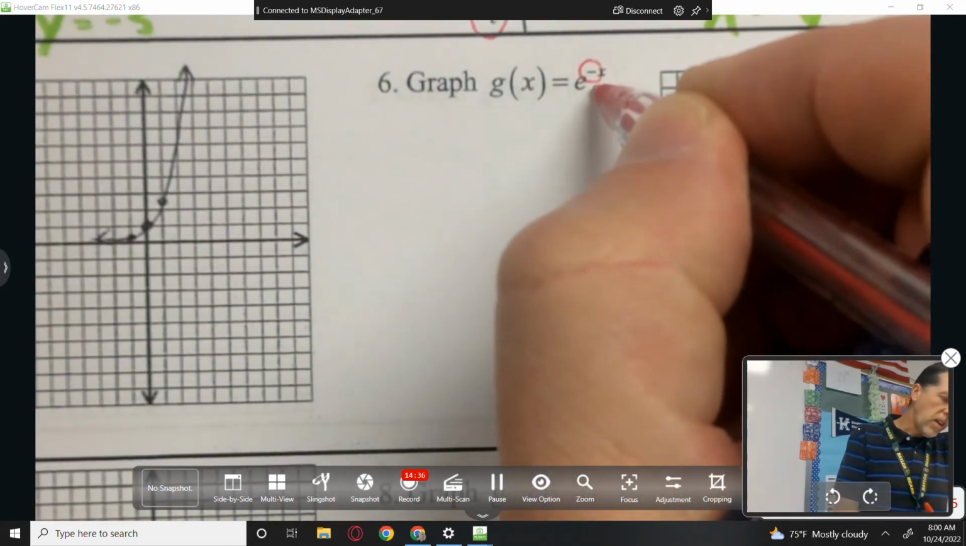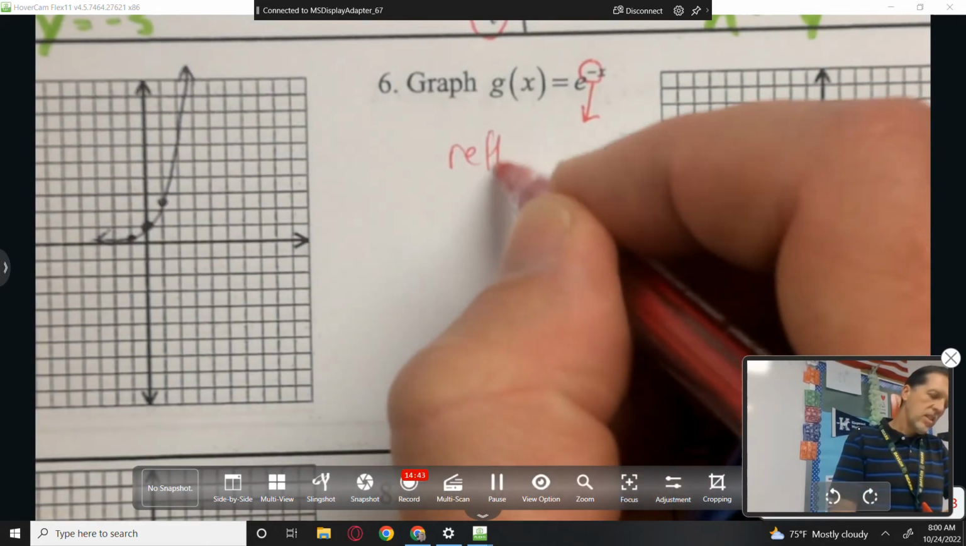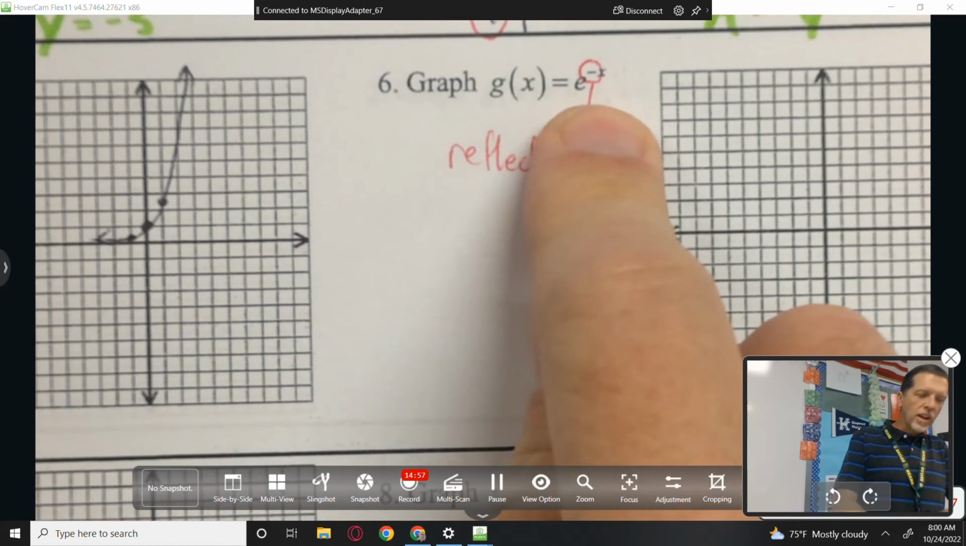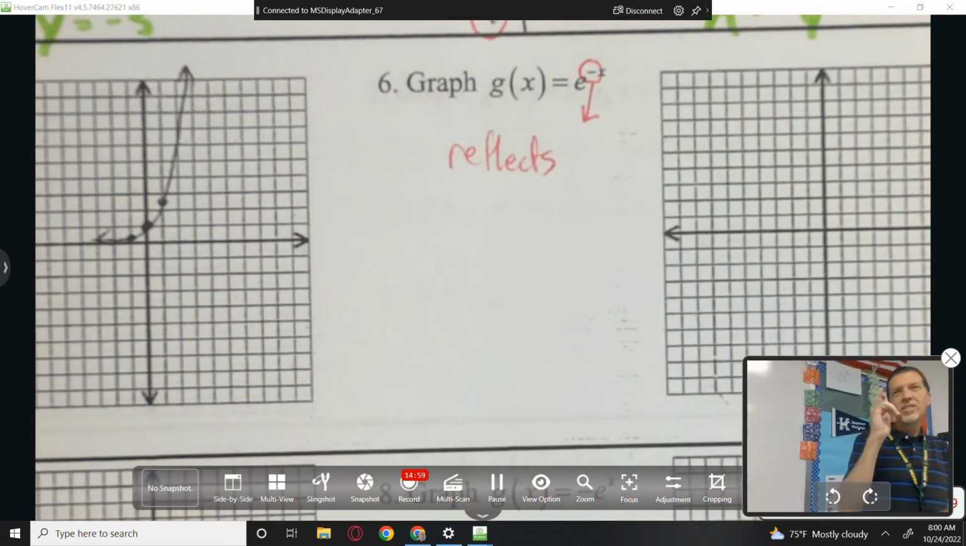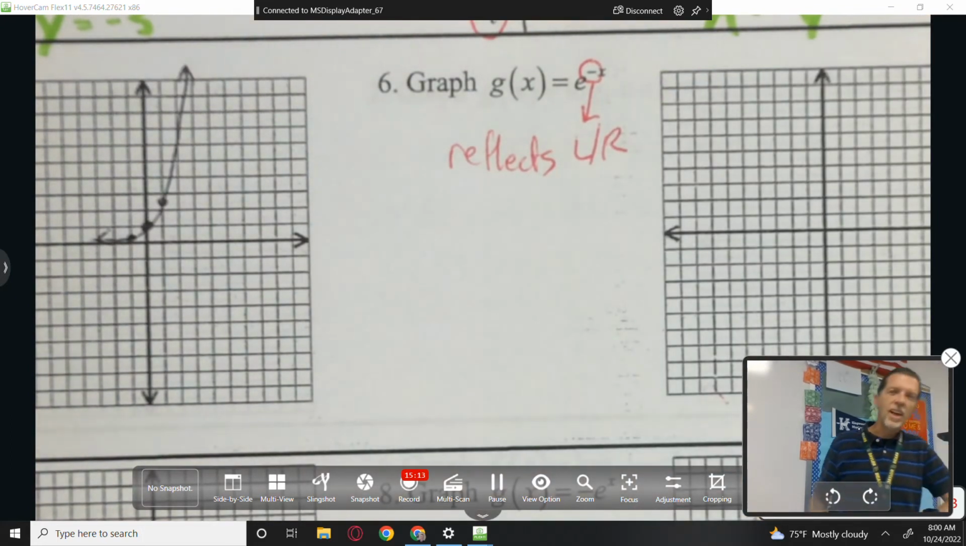All right, number 6, think parent functions. E to the -x. What does that do to the graph? Reflects. More detail. Careful, don't say over x, because that would mean an up and down. You reflect the x coordinate, so it's a left and right. So be careful about reflects over x. It actually reflects over y, but I don't like that terminology because that seems confusing. I would just like to say it reflects left and right because the x variable is negative.